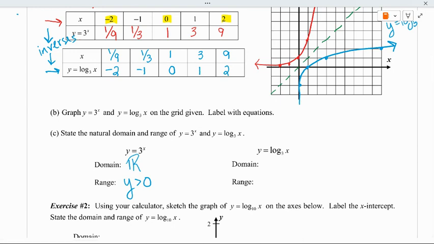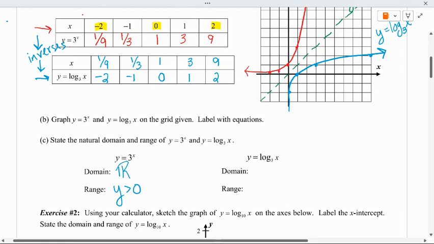Now let's look at the inverse of the function, which is y equals log base 3 of x. Tell me about that domain. Look at all of our input values on the inverse function, right down here in this light blue. Did we use any negatives? No. So what do you think is going to be the domain? X is greater than 0.